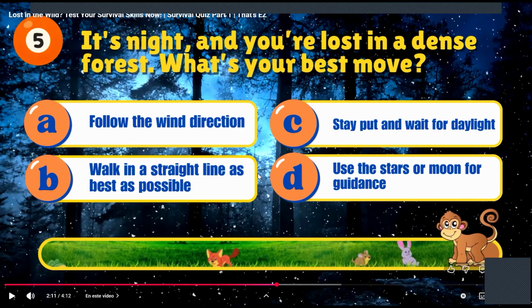All right. Virginia, tell me. Teacher, letter C. What about the rest? You tell me. What is the best option in this case? Follow the wind direction. Seguir la dirección del viento. Okay.